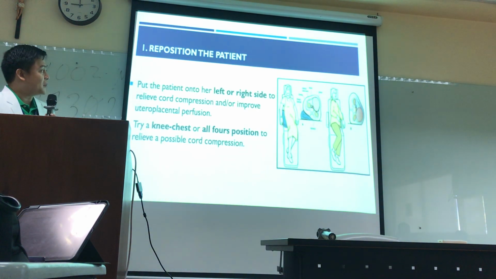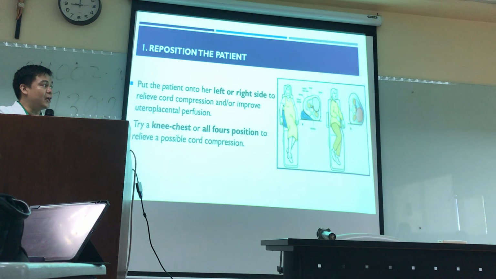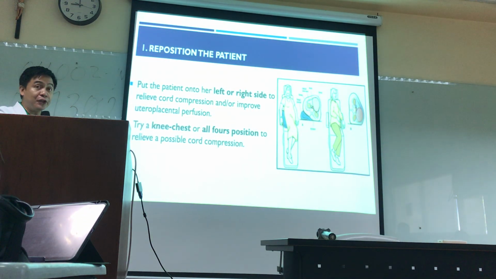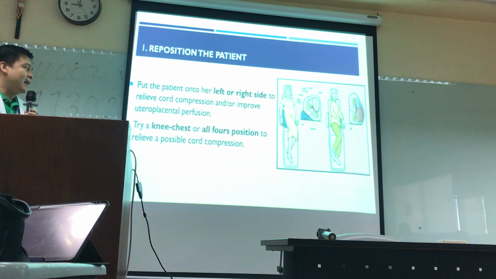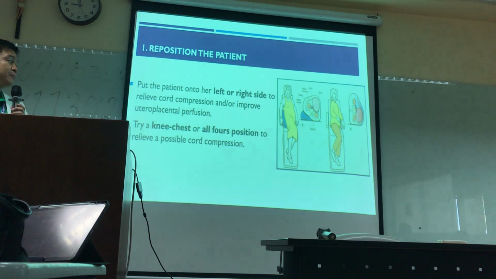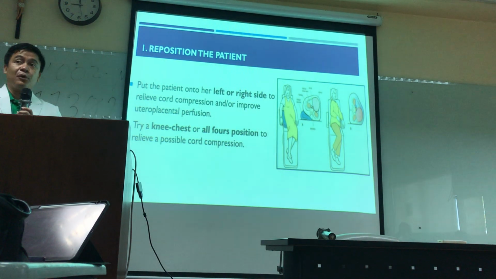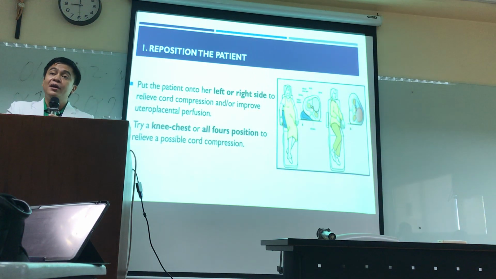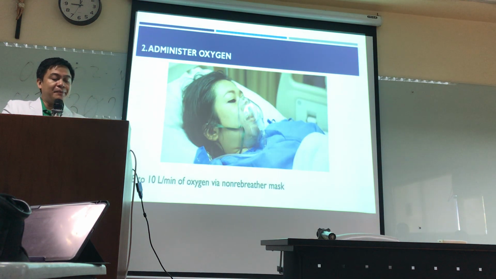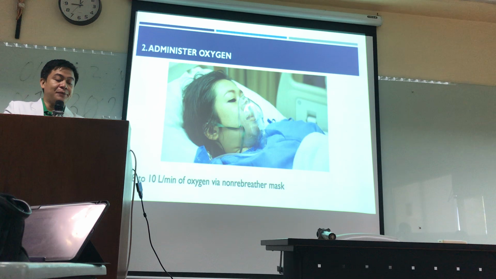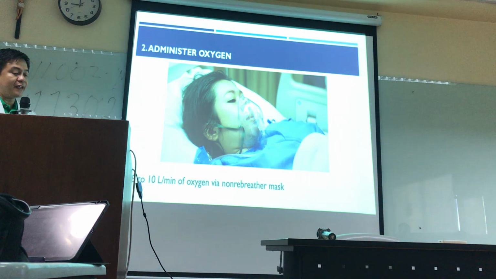So how do you reposition the patient? You put the patient onto her left or right side to relieve cord compression and or improve uteroplacental perfusion. Okay, so you can also try a knee chest or all-fours position to relieve a possible cord compression, especially kung fully dilated na yung pasyente. Okay? You can also administer oxygen, no? 8 to 10 liters per minute of oxygen via a non-breather mask or your face mask.